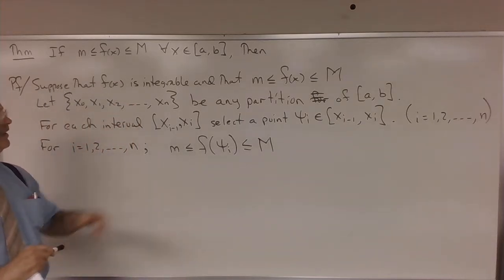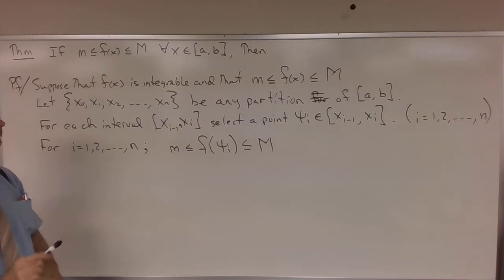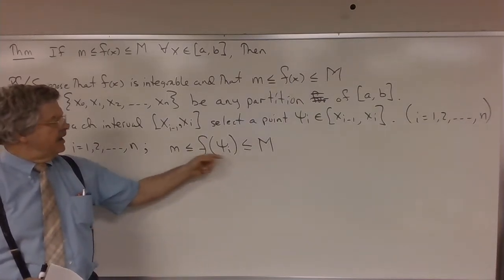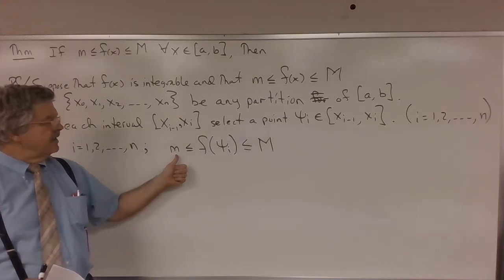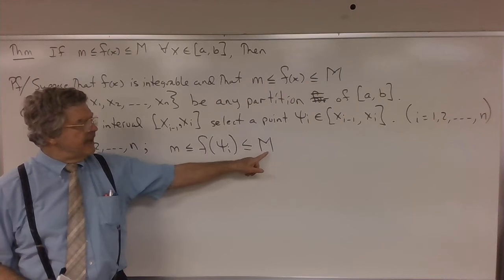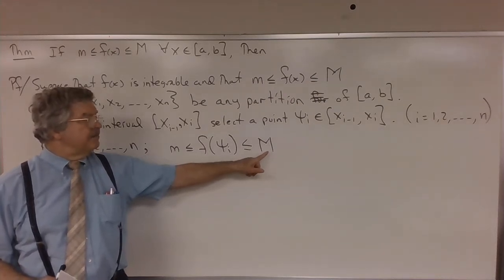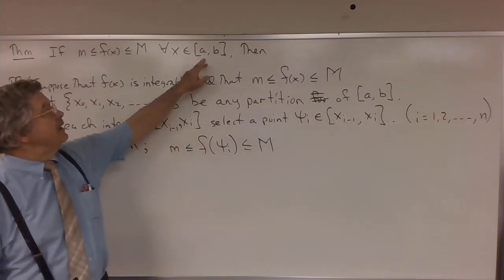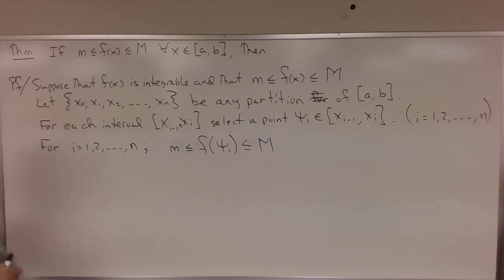Psi sub I is an x value in this interval. So f evaluated at psi sub I is greater than or equal to little m, because little m is less than or equal to f of x for all x in the interval. And f of psi sub I is less than or equal to capital M, because capital M is greater than or equal to f of x for all values of x in the interval from a to b. So now we make our Riemann sum.